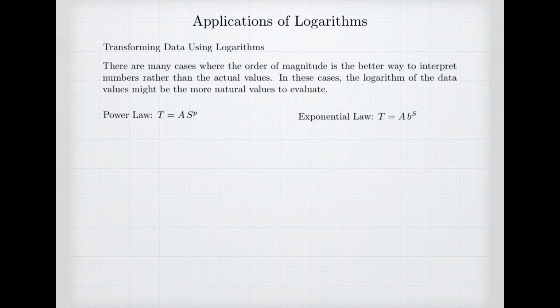So let's start with a power law. We have our model equation for my dependent variable t. Let's make a comment about my variables: they are t and s. I'm modeling s as my x variable and t as my y variable. The independent variable is s and my dependent variable is t.